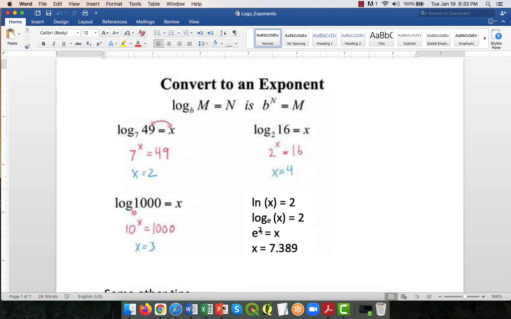But basically you have e to the 2 power is x, so e squared, and if you look at it on your calculator, you might be able to find it. e is 2.71828. If I square that, I get 7.389. So the natural log of 7.389 is 2.